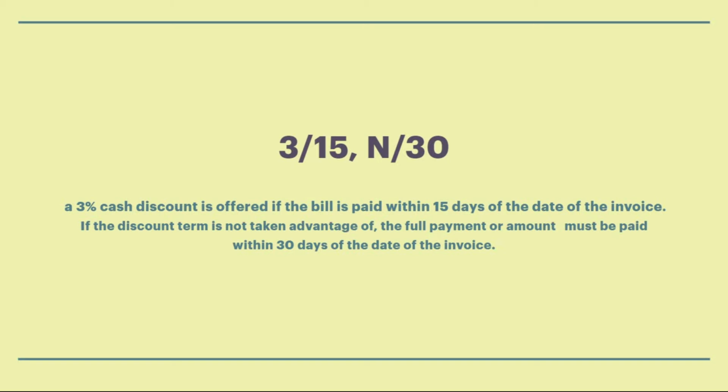Many merchandising businesses would often have terms of sale written as 3/15, n/30, meaning a cash discount of 3% is offered if the bill is paid within 15 days of the date of the invoice. If the discount term is not taken advantage of, the full payment or amount must be paid within 30 days. To count the number of days in the discount period, the invoice date is considered as day 0.